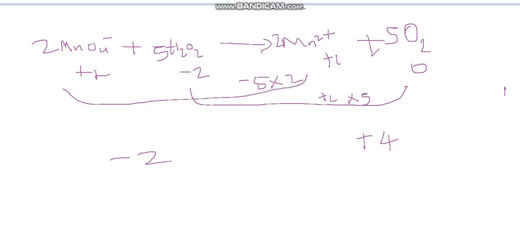Now this is an acidic medium. Now in acidic medium we are adding H pluses to the more negative side. So here I will be adding 6 H pluses. Then 6 plus and -2 is getting +4. So both the sides have the same charge. So 6 H plus will be added.